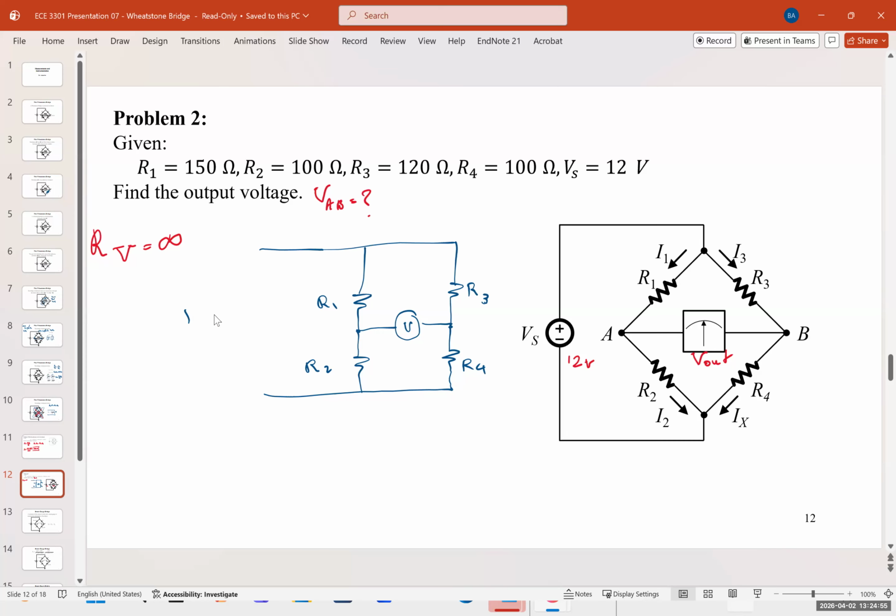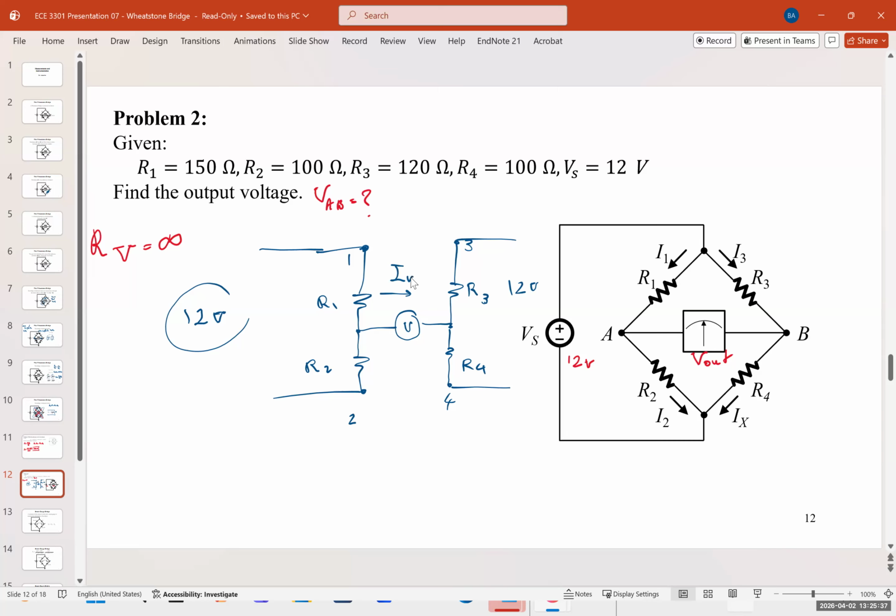Now, if this voltage is 12 volts, what is the voltage between these 2 points? I'm going to call them 1, 2, 3, and 4. What is the voltage between 1 and 2? 12. What is the voltage between 3 and 4? Same, 12. So I have 12 volts here, and another 12 volts connected here. Yes?